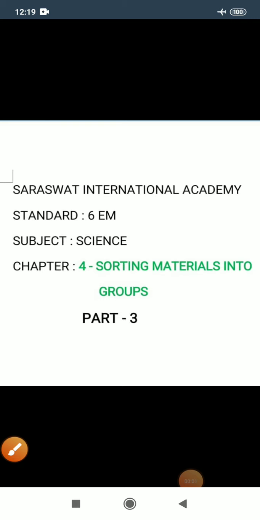Students, I am Madhuri Abhale from Saraswat International Academy. I am teaching Science of Standard 6th. Here we are going to continue chapter number 4, Sorting Materials into Groups, part 3.